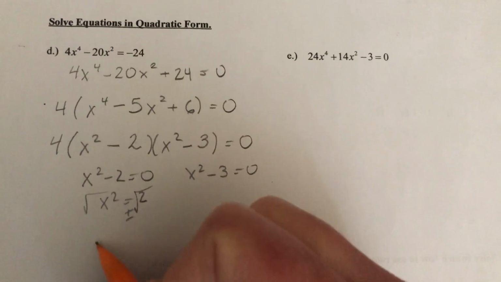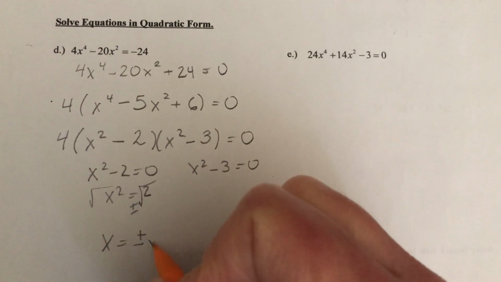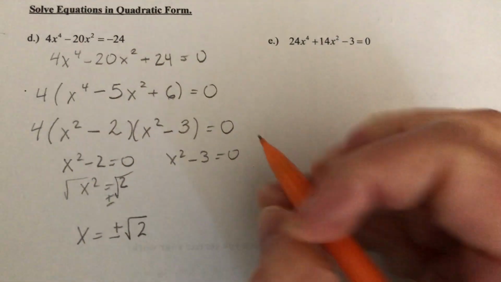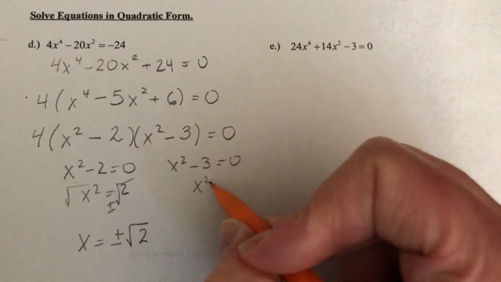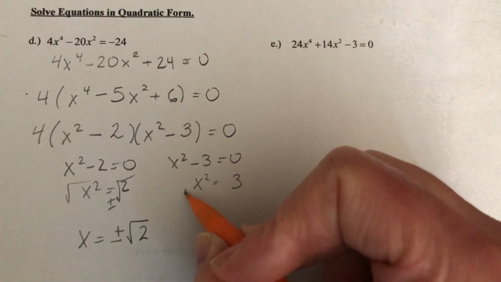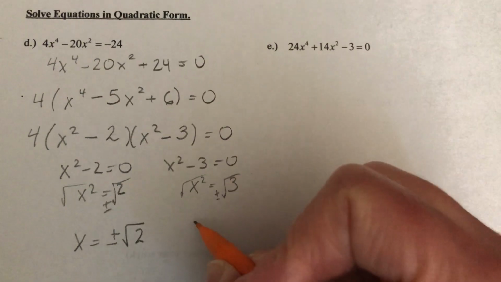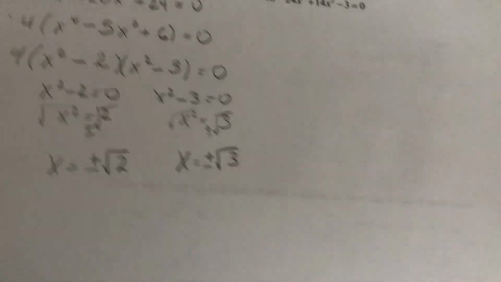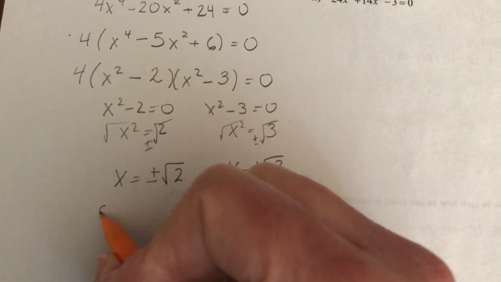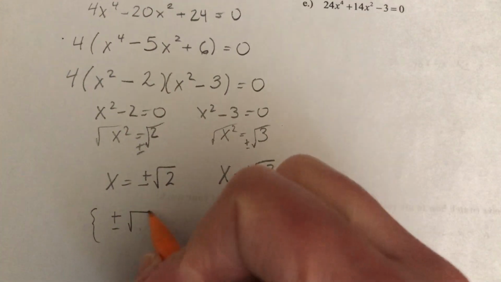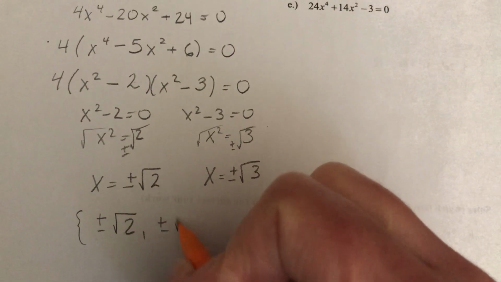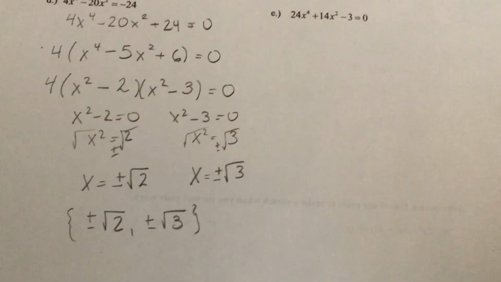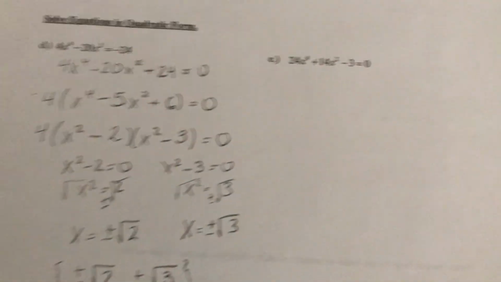Make sure you take the positive or negative square root. And then I add 3 to the other side. So my solutions would be here. I'm just going to write them in set builder. Positive negative root 2 or positive negative root 3.